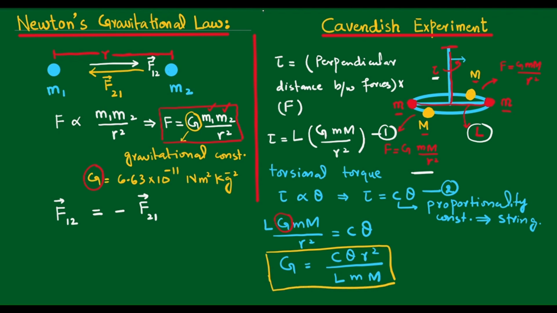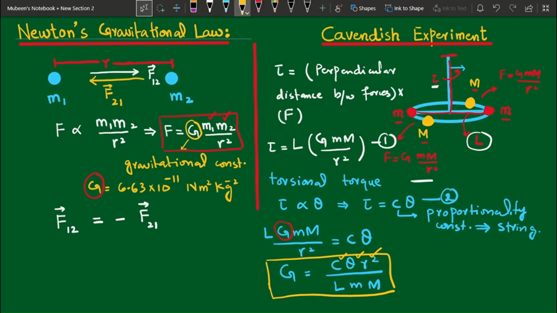If we plug all the values in this equation, then we will get the value of G equal to 6.67 into 10 raised to power minus 11 Newton meter square per kilogram square. Thank you for watching.